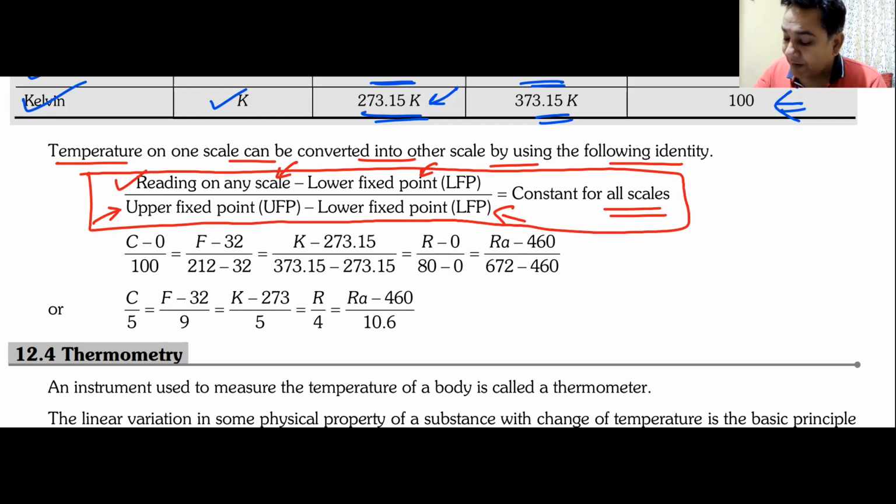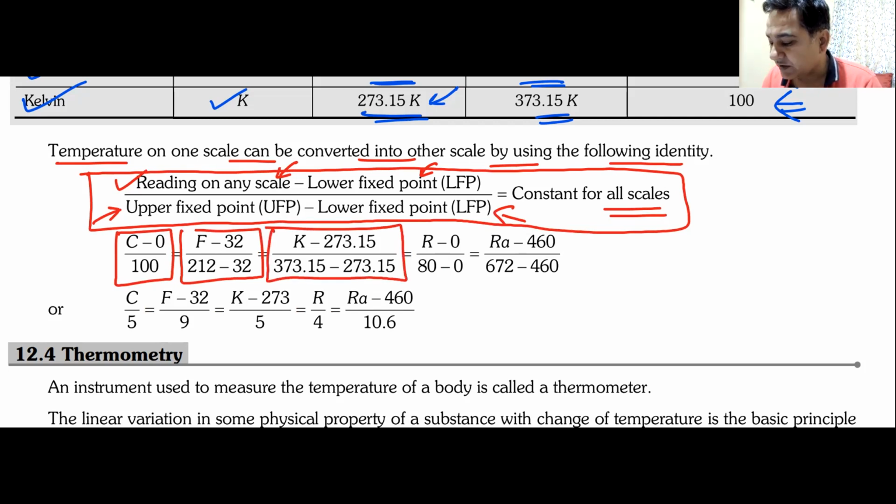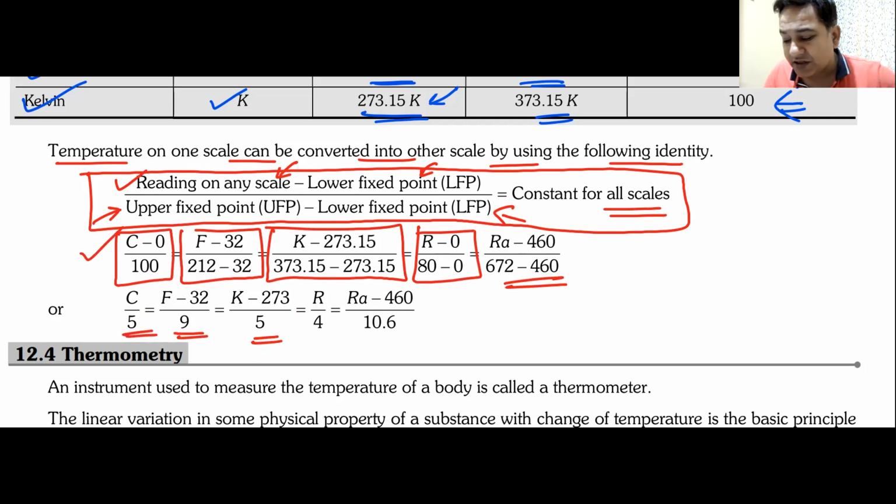So if I put Celsius, it is C minus 0 divided by 100. If I put Fahrenheit, F minus 32 divided by 180. If I put Kelvin, K minus 273.5 divided by 100. Reaumur and Rankine are not used, so they may not be of any importance. These are the three important ones, and if you solve them, you will get this equation. I hope all of you understand this. You must know this.